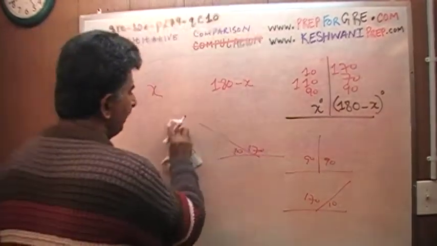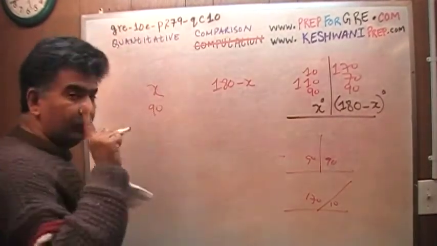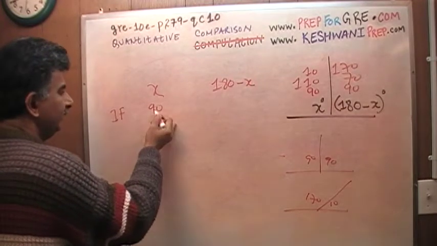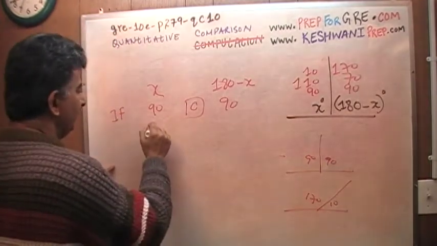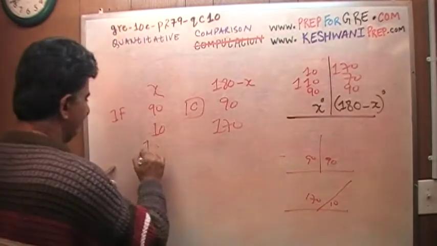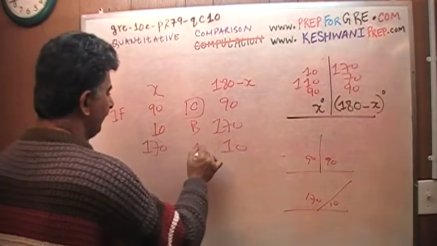As I showed you here, we do not know that. If x is 90, then this will be 90 as well. The answer will be C. If x is 10, then this will be 170. If this x is 170, then this will be 10. Here the answer is B, here the answer is A.